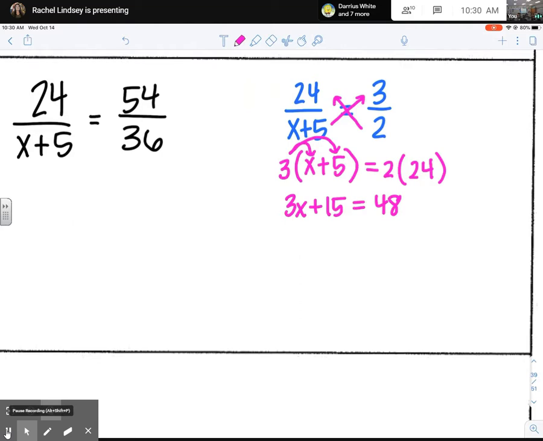So now I can do inverse operations and solve for x. I need to move that 15 over, so I'm going to subtract 15 from both sides. So I have 3x equals 48 minus 15, which is 33. Then divide by 3. You have x equals 11.